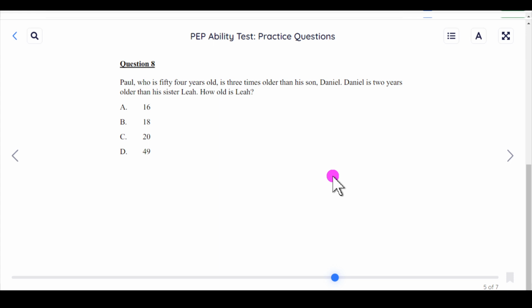So Paul is 54. Then he's 3 times older than his son. And the son is Daniel, and Daniel is 2 years older than Leah, which is the sister. How old is Leah? All right, I think that we can do this one.